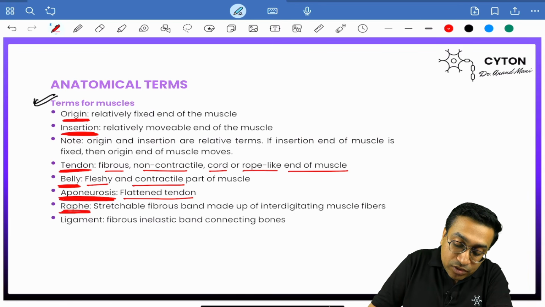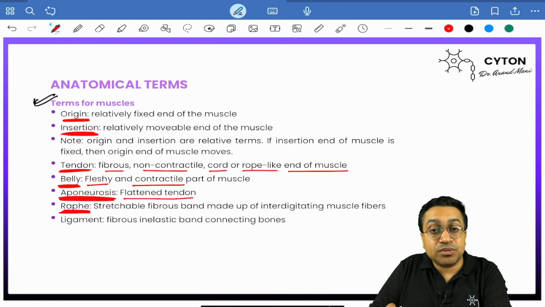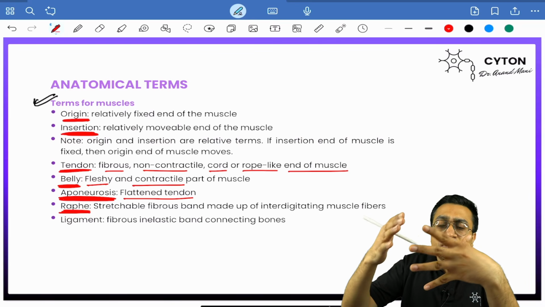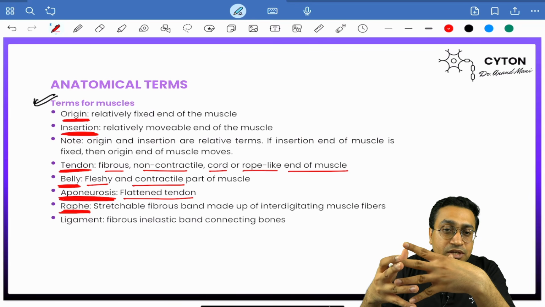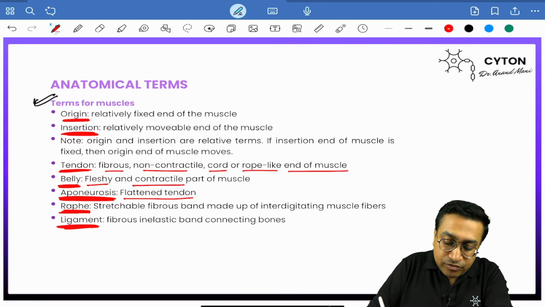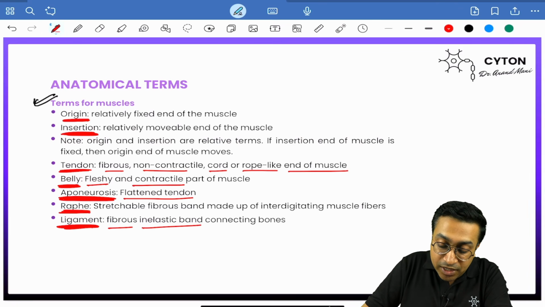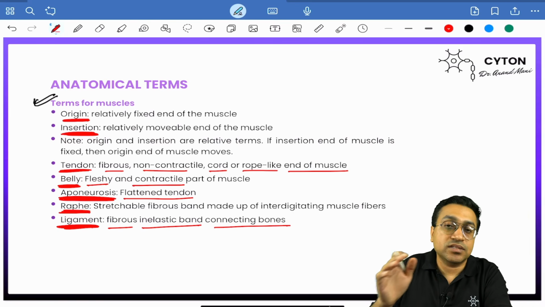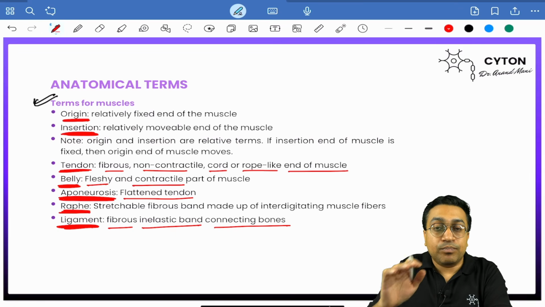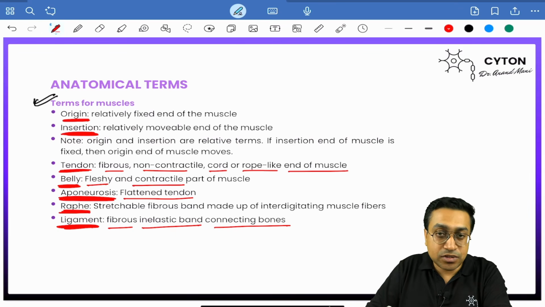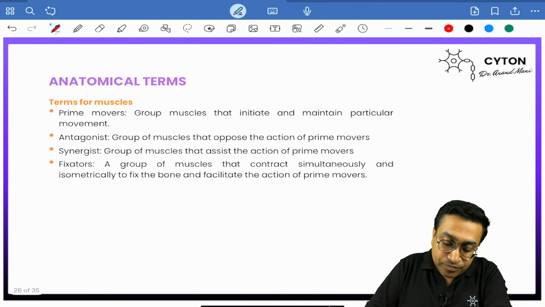Then there is something known as raphe. That is a stretchable fibrous band made up of interdigitating muscle fibers, muscle fibers only. Then there is the ligament, which is a fibrous, inelastic band connecting bones. So bone to bone is ligament. Bone to muscle is tendon. That is the difference between the two, which you can remember.